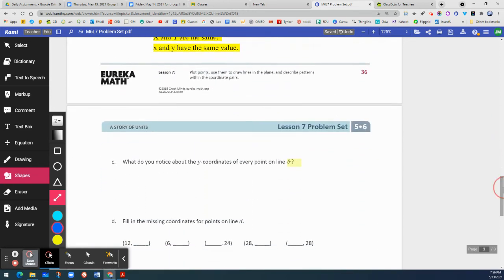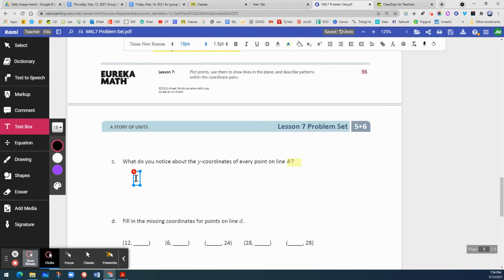So we answer the question here. What do you notice about the y coordinates of every point on line B? Okay, so we can write the answer. We can say the y coordinate of every point of line B is the same, comma, and then we write 17. And that will answer the question.